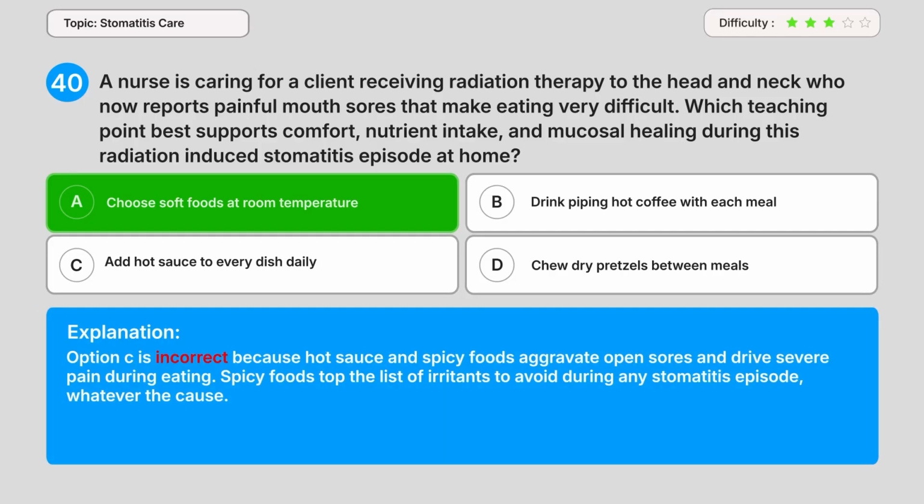Option C is incorrect because hot sauce and spicy foods aggravate open sores and drive severe pain during eating. Spicy foods top the list of irritants to avoid during any stomatitis episode, whatever the cause.